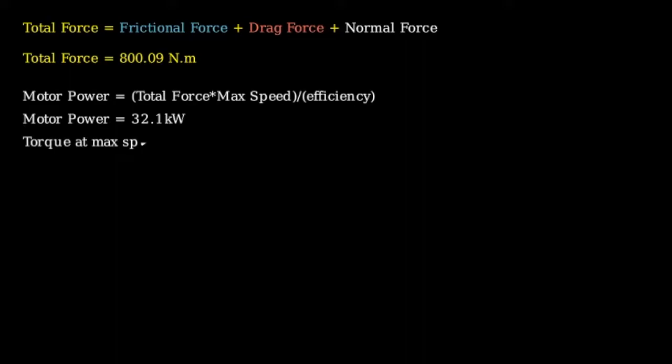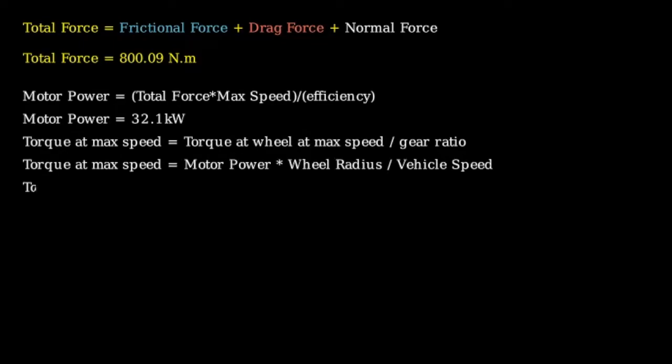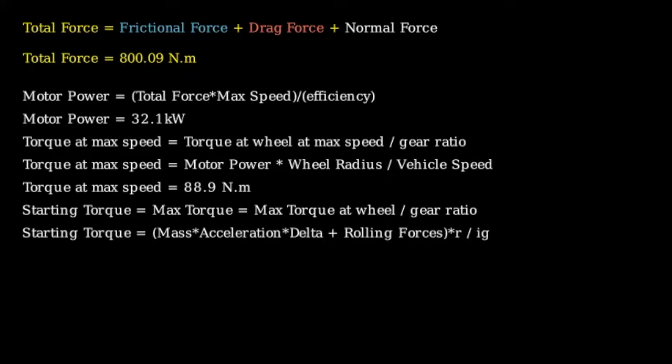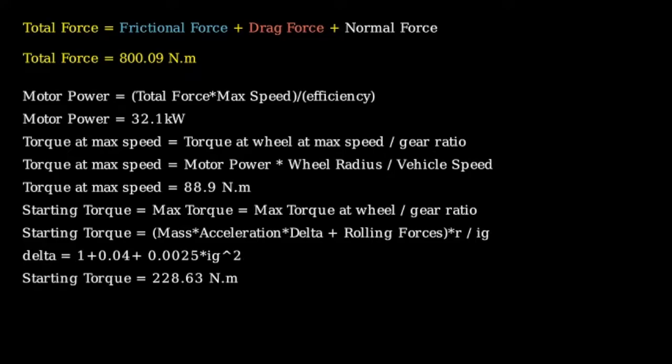Then you can also find the torque at maximum speed using these formulas. The starting torque is equal to the max torque at P divided by the gear ratio. The starting torque can also be represented as the acceleration times mass times delta plus the rolling forces, times the wheel radius, divided by the gear ratio, where delta is given by the formula shown on the screen, which is the rotational mass of the vehicle. You then get the starting torque to be equal to 228.63. These values are important because we provide them to the motor. For example, the motor power is 32.1 kilowatts and we'll be using a 35 kilowatt motor.